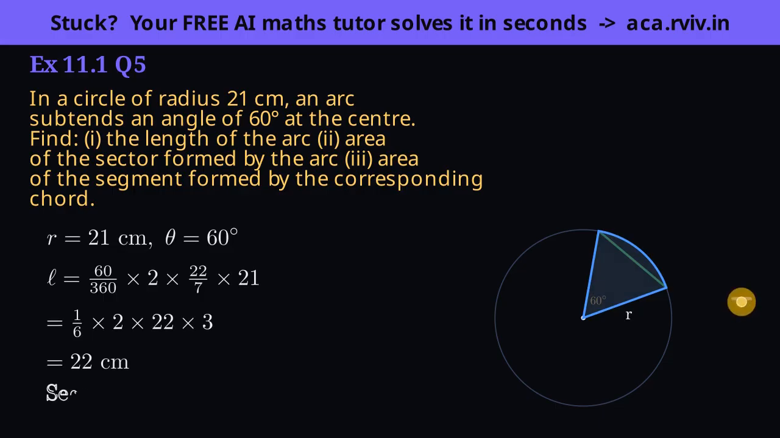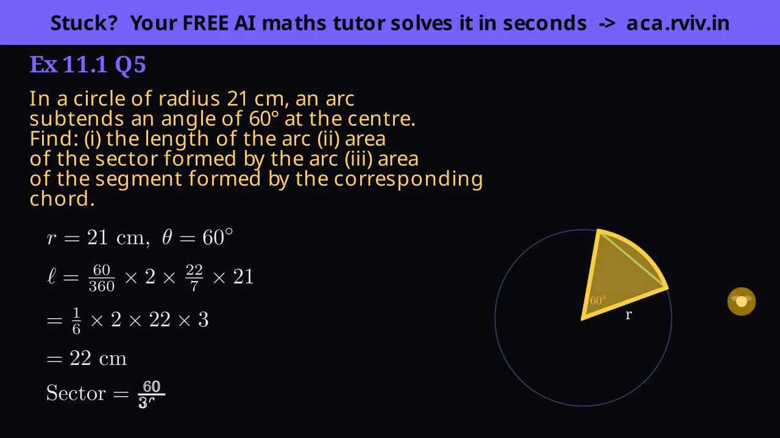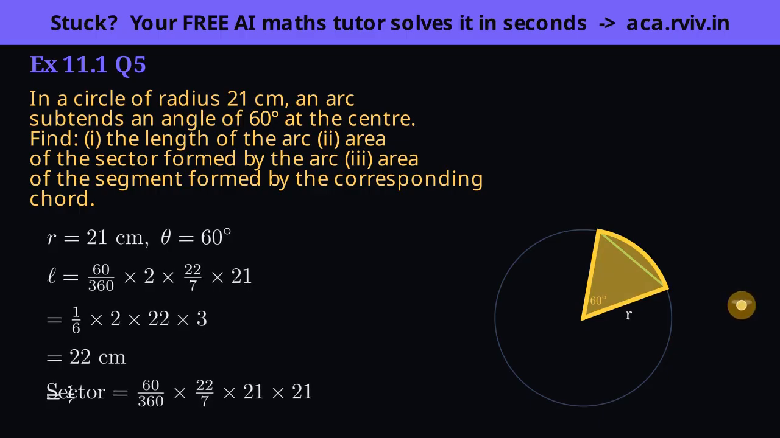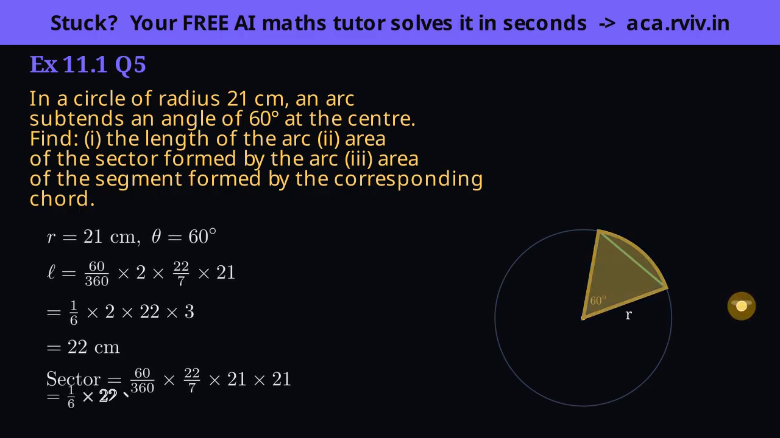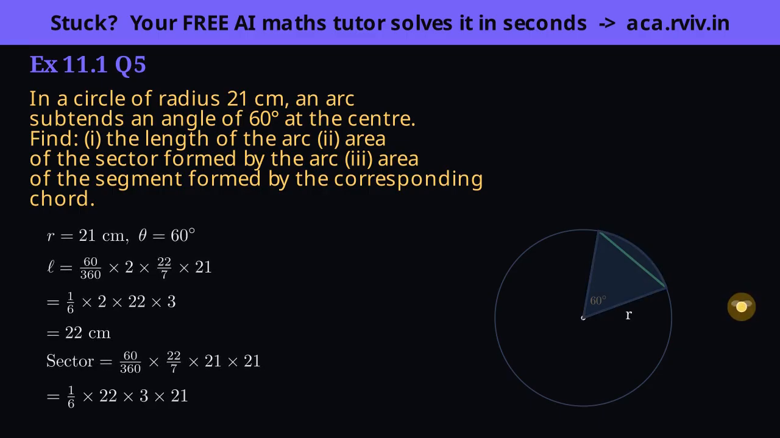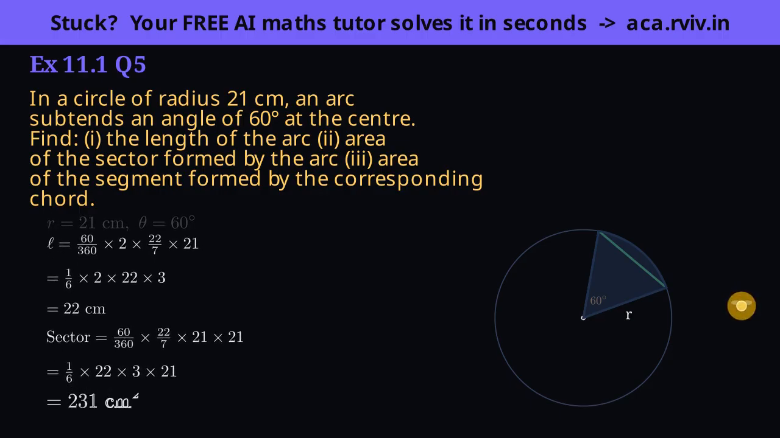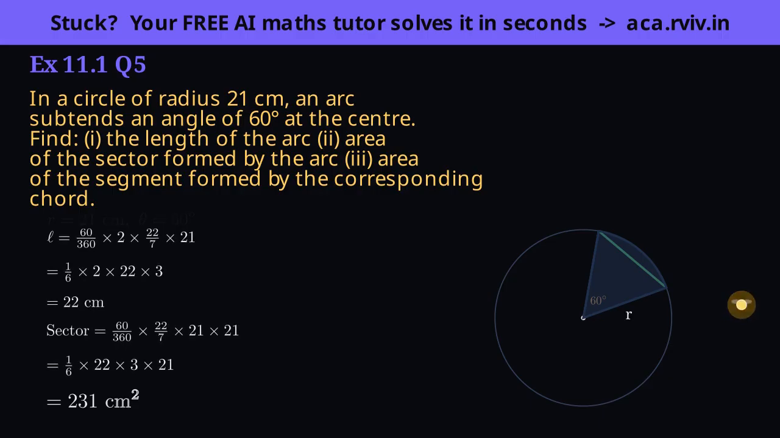Part 2. The sector area. Same 1/6 fraction, but now of the area pi r squared instead of the circumference. That single switch turns a length problem into an area problem. Simplify the 1/6 and cancel 121 against the 7 to get 3, keeping everything whole. Multiply through and the sector is 231 square centimeters now, because this is an area.